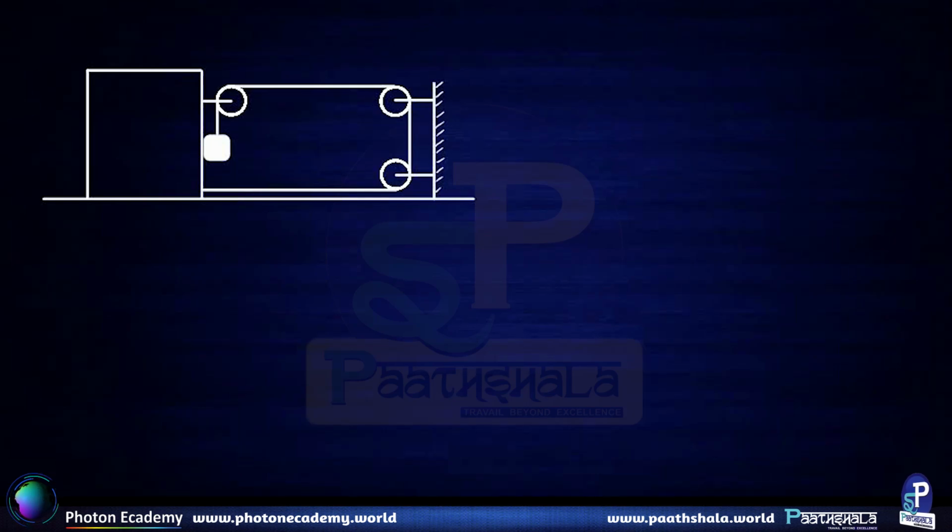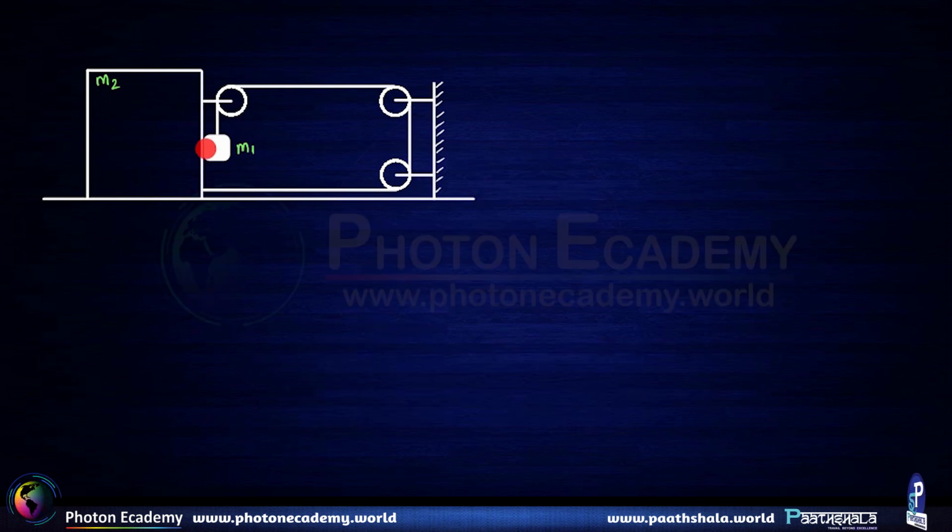Here is a particularly interesting problem. This is the mass m1 and the big mass happens to be m2. There is no friction involved in this question at any surface. Neither this surface has friction nor this surface has friction. We are analyzing how to write down the Newtonian and the constraint motion equations of this particular system.